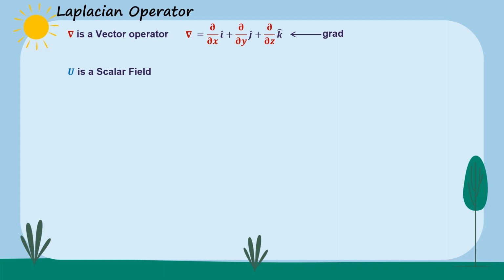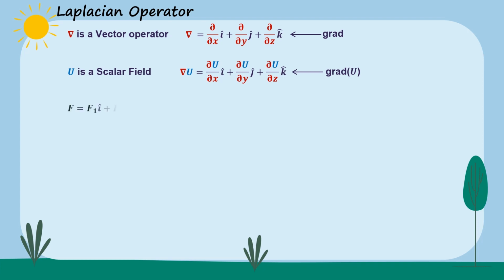So if u is a scalar field, then grad u means del u/del x, del u/del y, and del u/del z, and the output is obviously a vector field. So this operation is called grad u, or the grad operator applied on the scalar field u.